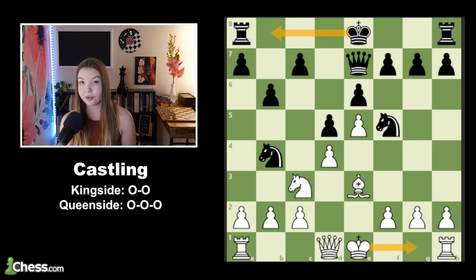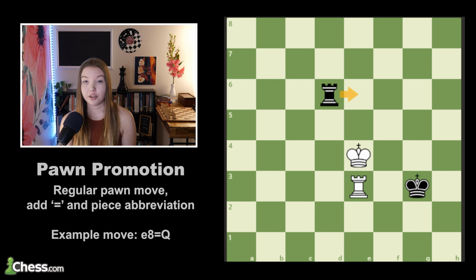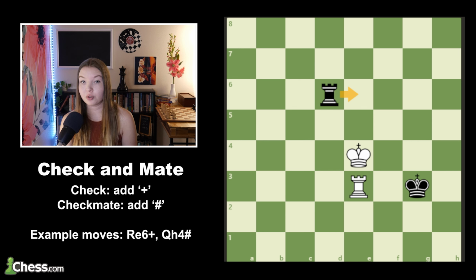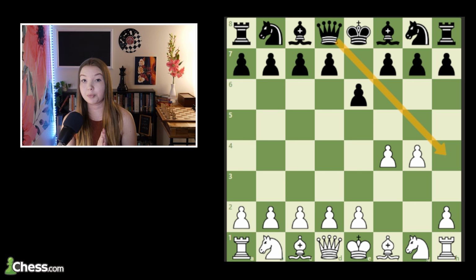For castling, you indicate that with O's. So if castling kingside, you'll write O-O, and if you're castling queenside, you write triple O's. If you are promoting a pawn, it's the same as a normal pawn move, except you add an equal sign and then the piece that you're promoting to. So for example, E8 equals queen. If a move is a check, you'll write the move, again, same as usual, but then you'll add a plus sign to indicate that it's with check. And then for checkmate, you'll write the move plus the pound sign. And that is pretty much all you need to know to be able to write your own notation.